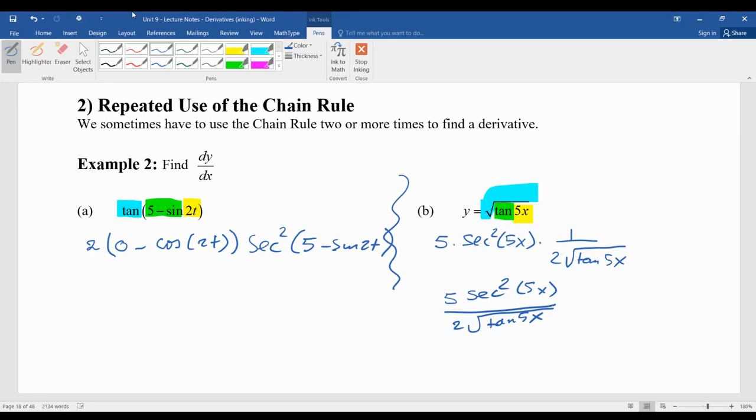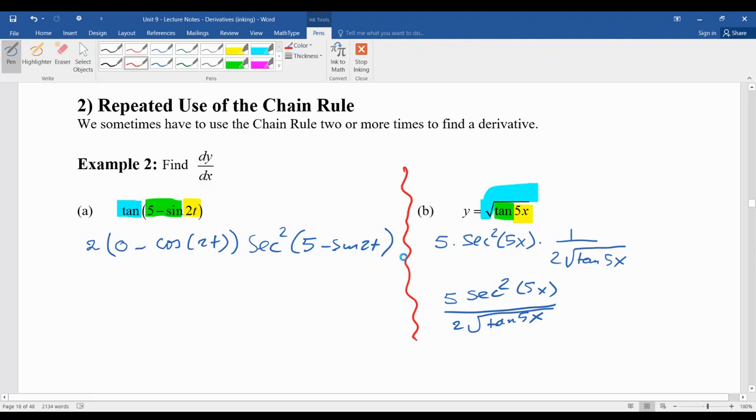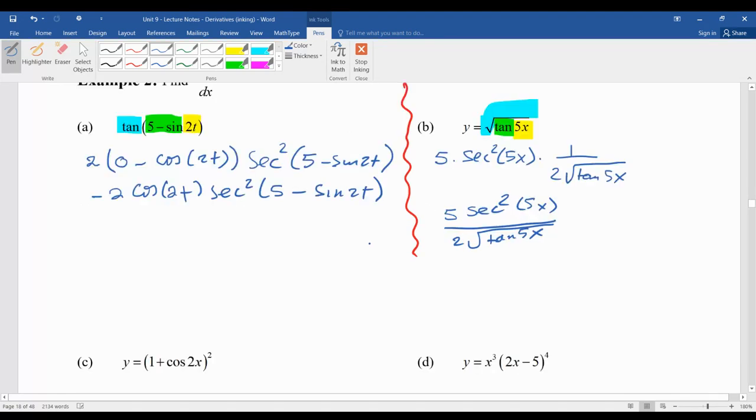Let's just separate these two. Can we simplify here? Yeah, just a little bit. The 0 minus cosine of 2t is simply negative cosine 2t times 2, so negative 2 cosine of 2t times secant squared of 5 minus sine of 2t. And that's the derivative of this function.